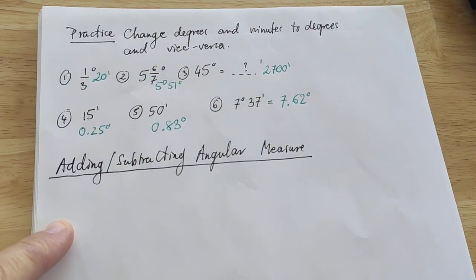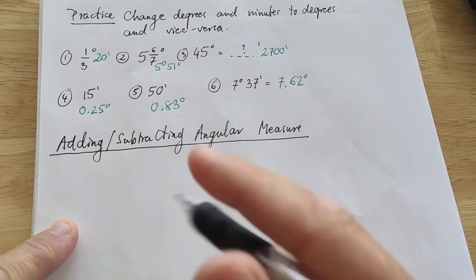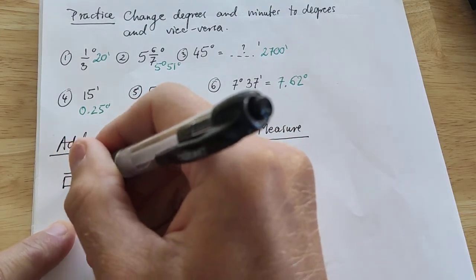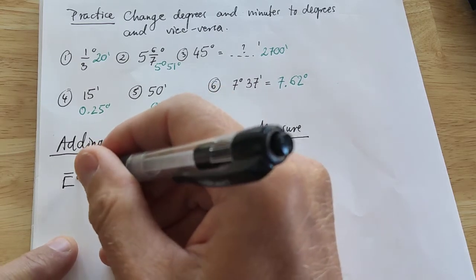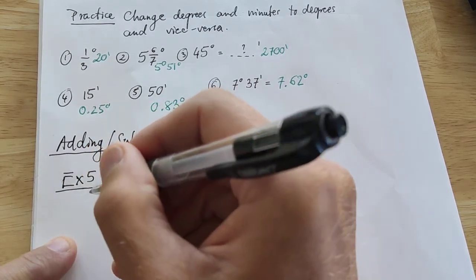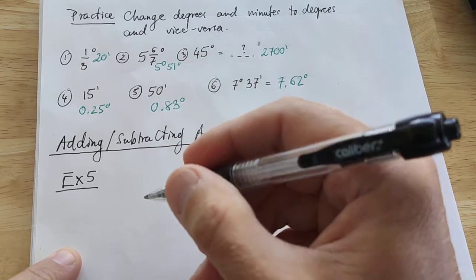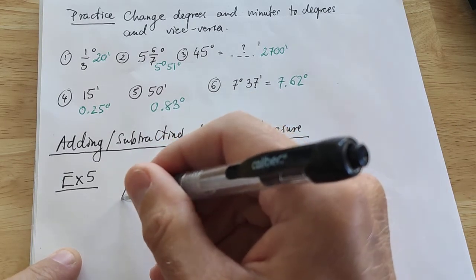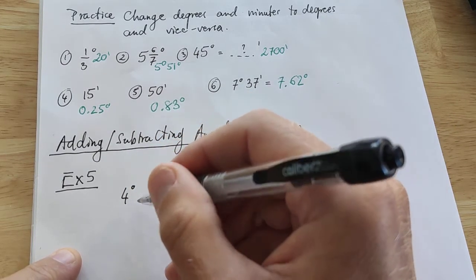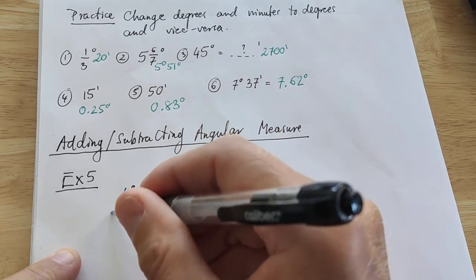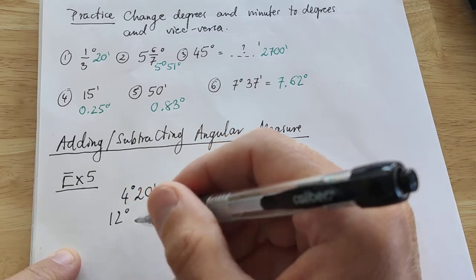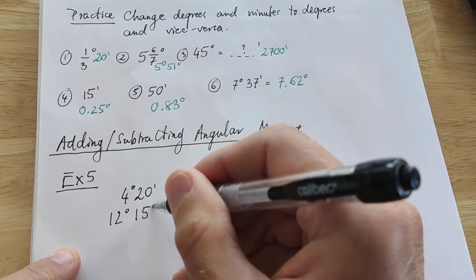Okay, so yeah, let's look at a couple examples. Example 5. So we need to add 4 degrees and 20 minutes and 12 degrees and 15 minutes.